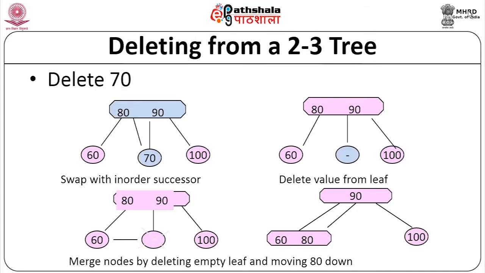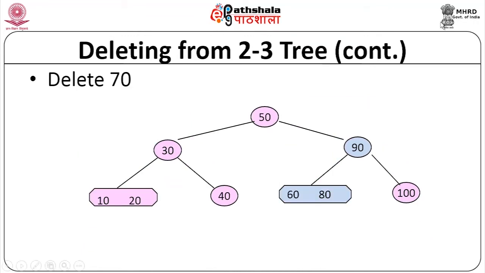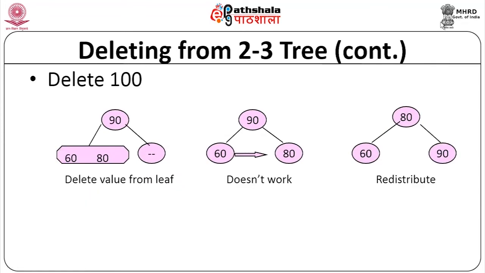So, now let us assume that we want to delete 70. Suppose we want to swap with the in-order successor. So, we have swapped the in-order successor and delete the value from the leaf. Then you merge by deleting the empty leaf and moving the 80 down. So, this is what we have done, this is the deleting of 70, and finally, this is the tree that we will get after the deletion operation.